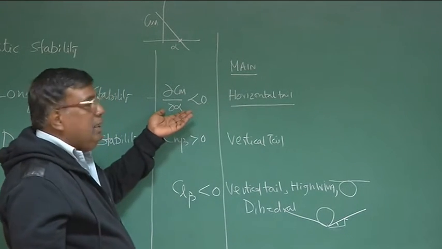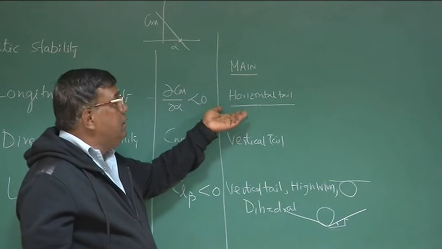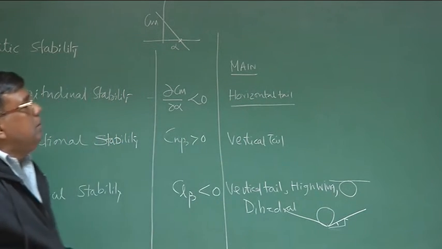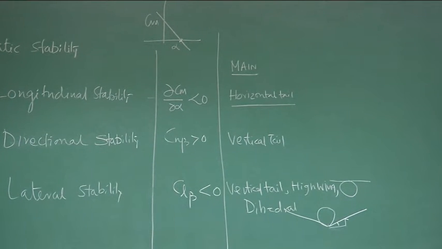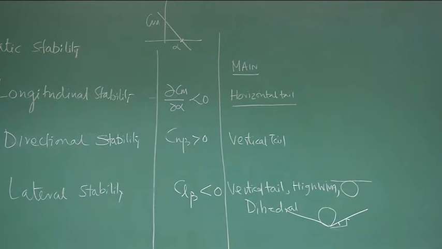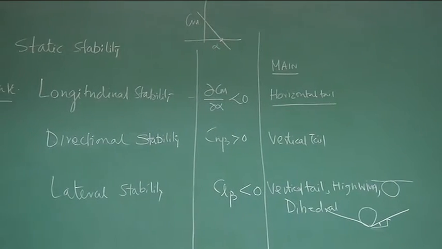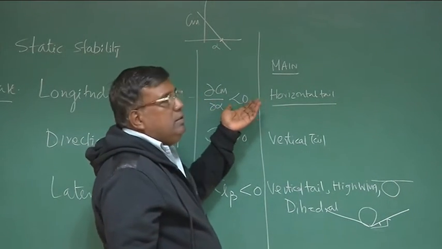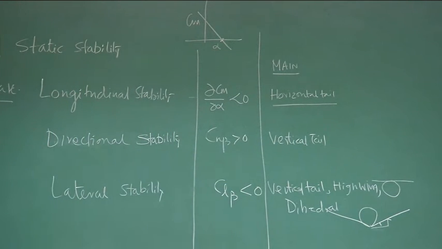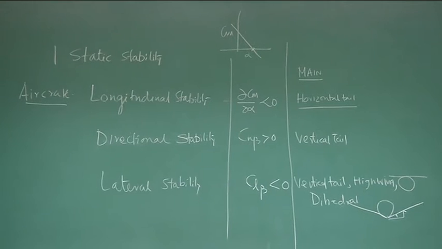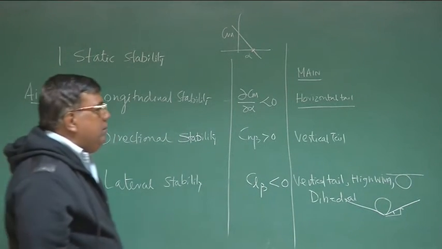When I say dCm by d alpha less than 0, the main contributor for static stability is the horizontal tail. Wing also contributes towards stability. If the aerodynamic center of the wing is ahead of the CG of the airplane, it is destabilizing. If it is aft of the CG, you know it is stabilizing. And similarly the fuselage here is mostly destabilizing. And Cn beta also you get from the fuselage, which is again destabilizing, but the vertical tail makes it stabilizing, right? Wing also, if we give a sweep, will have a stabilizing effect.